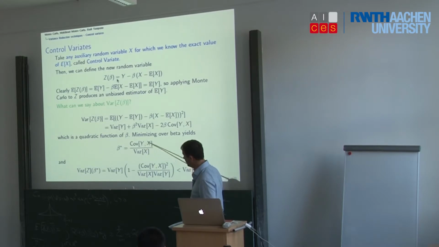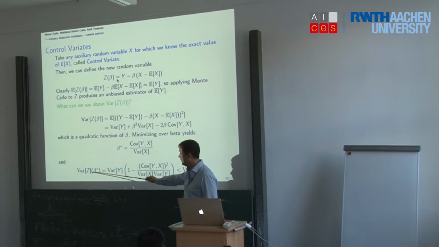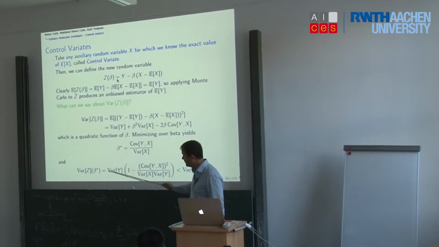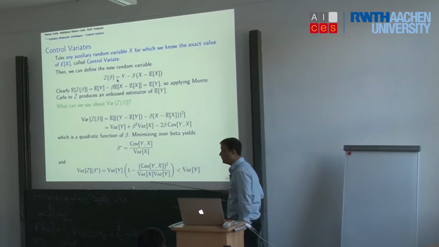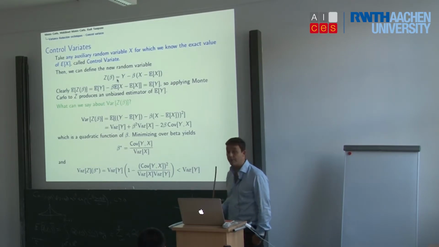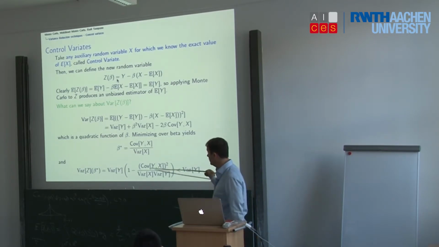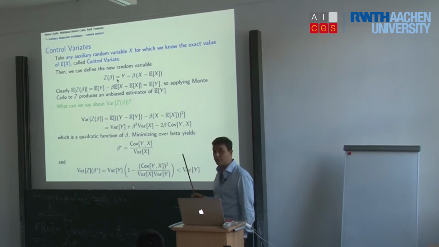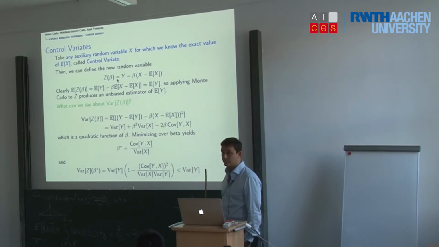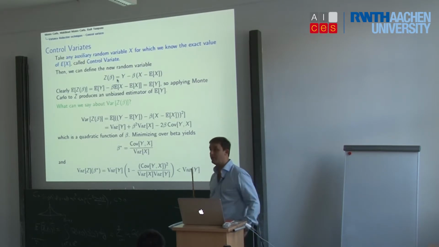And now you see that it's important that the covariance is not 0. When you substitute the optimal beta star in the formula for the variance, you see that the variance of the new random variable Z of beta, optimized, is the original variance times a factor that is strictly less than 1. So you have effectively reduced the variance, provided that the covariance between these two random variables is not 0. And you say, yay, I reduced the variance. But is that all, actually?